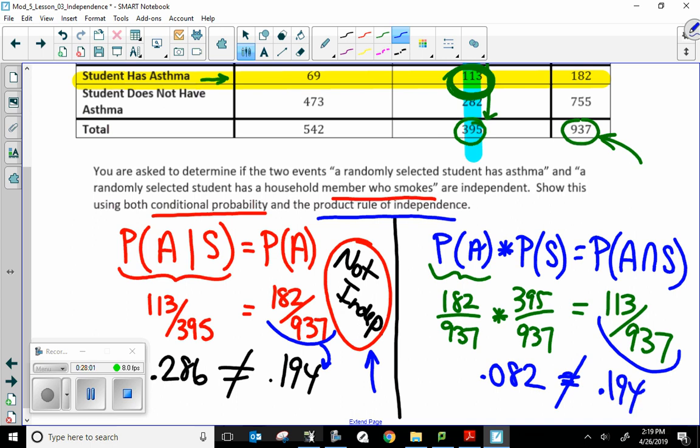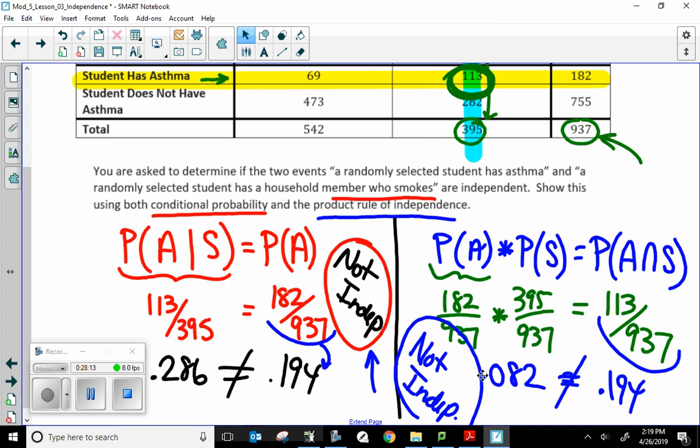They are not equal. So they are also not independent. And we knew that. We already did this. We were just showing you that both ways give you the same results. All right? Good.